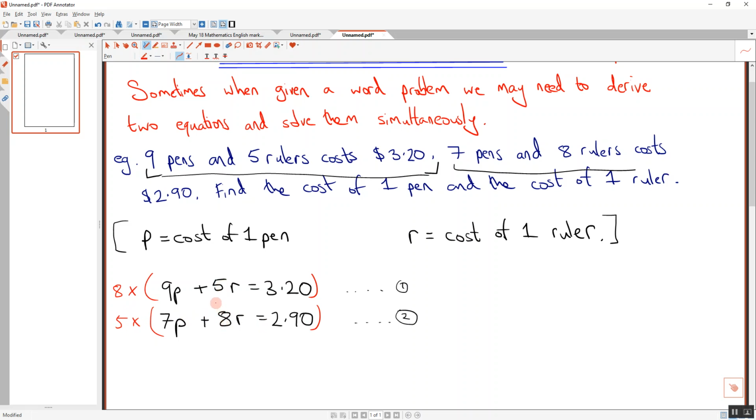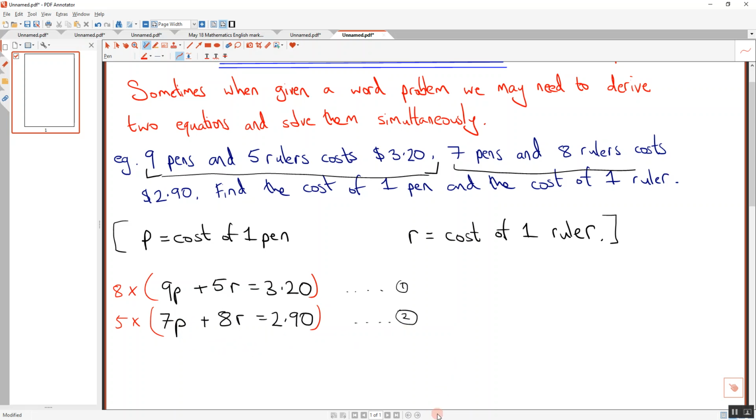Let's imagine, stop writing, put your pens down. Let's imagine I wanted to get rid of the P's. What would I have to multiply this equation by? 7. And I'd have to multiply this one by? 9. Excellent, good.